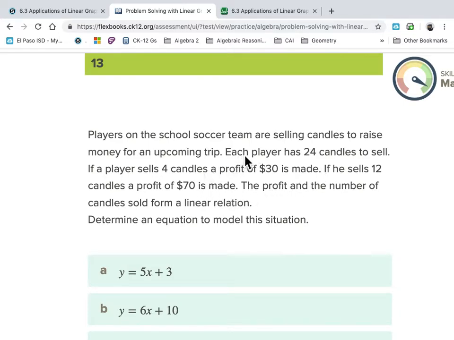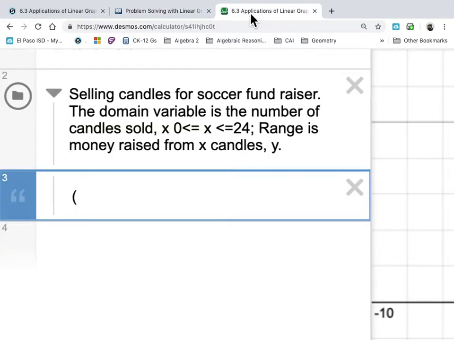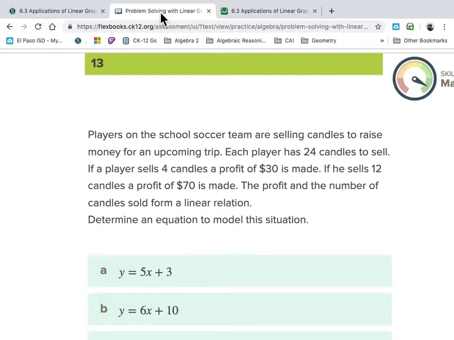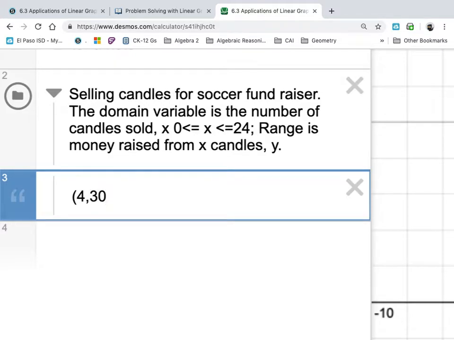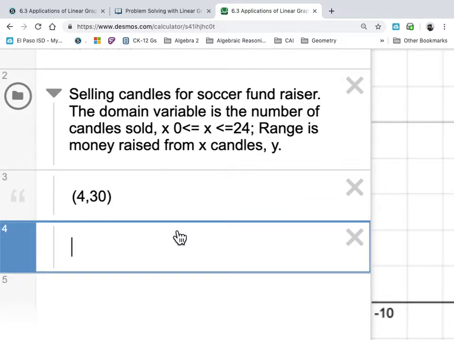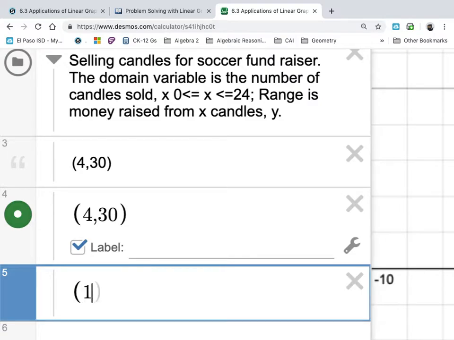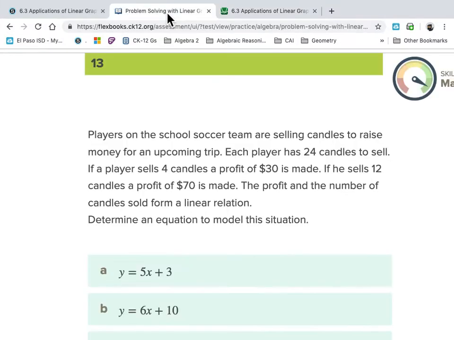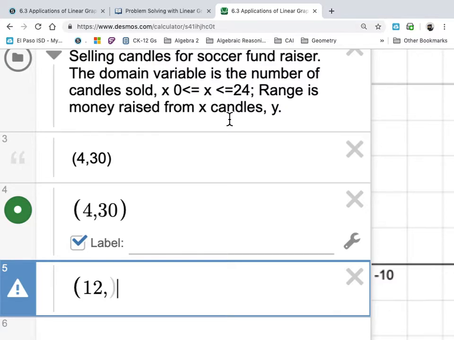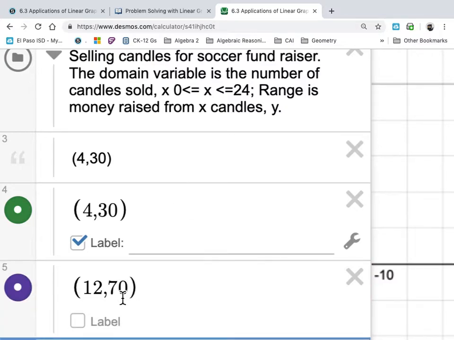What are the ordered pairs? Each player has 24 candles to sell. A player sells 4, he makes 30. That's 4 and 30. Number and money, 12 and 70. Let's write that down. So 4 and I forgot already. What was it? 30. $30. That's 1 point. Oh, it's a note. I'm going to make it a pair. And I put a label. Then I'm going to do another one. It was 12 and what? I forgot already. And $70. So that's my other one.